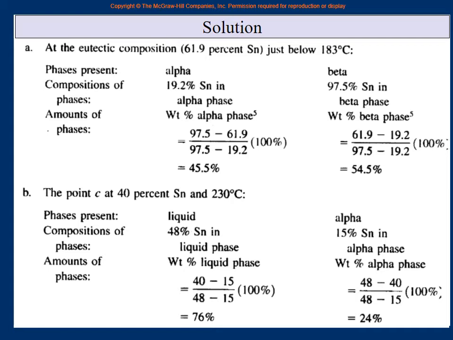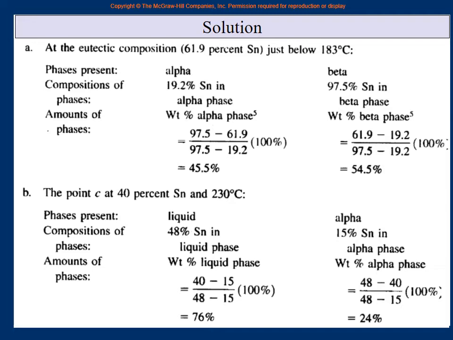Upon the total, right? You see, your tie line at the temperature of 183 Celsius cuts alpha at 19.2, cuts beta at 97.5. So these are the values. When you find the weight fraction or mass fraction of alpha, then you go to the other side, right? 97.5 minus original upon total, 97.5 minus 19.2. When you want to go for weight percent beta, you go to the other side. So 61.9 minus 19.2 upon 97.5 minus 19.2.